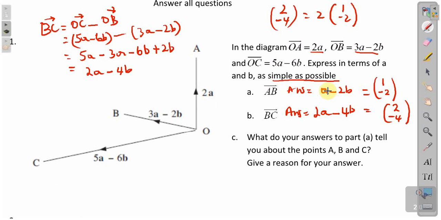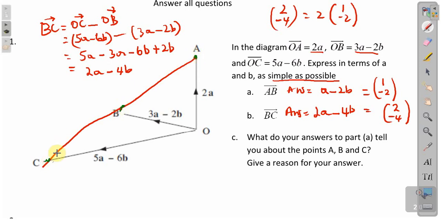So in fact, what it tells you is that AB and BC are on the same line, because BC is a scalar multiple of AB, and therefore the points ABC are actually a straight line. ABC are on the same straight line here.